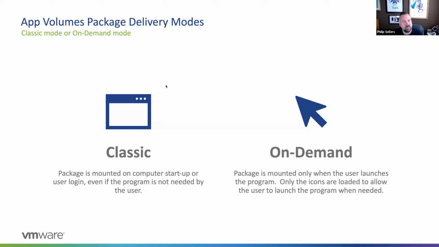All right, so two modes of delivery, classic mode and on-demand. With classic mode, you can take a package, an application, and it gets mounted on the VM, on the computer, at startup or at user login. Those are the two types. This makes the application merge with the existing base image, the golden master image, and it looks like the application is installed. Even though it lives in a separate VMDK and it's being abstracted by app volumes, it looks like it's there persistently as soon as the user logs in or the computer starts up.